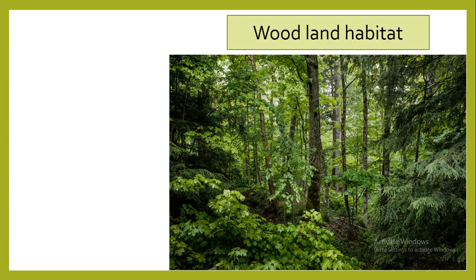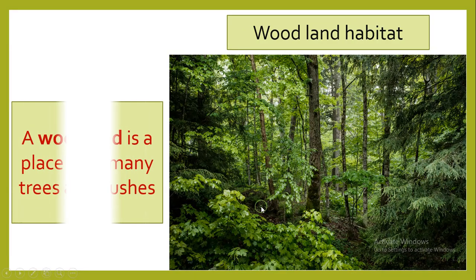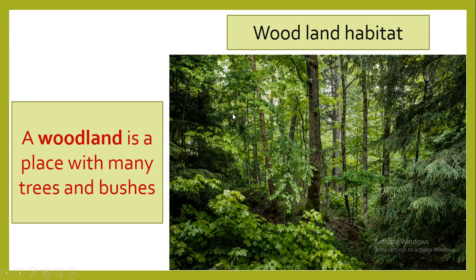Now, let's find out what is a woodland. Woodland habitat. What is a woodland? A woodland, as you can see in the picture, is a place with many trees and bushes. Trees are tall, as you can see. Bushes are small plants.